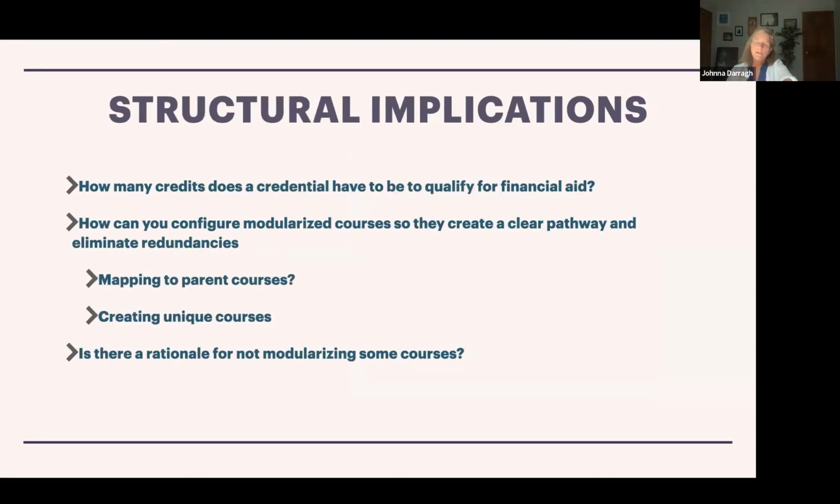So I wanted to touch briefly on structural implications. Some of the things to think about within an institution is, are there institutional parameters for how many credits a credential needs to have to qualify for financial aid? I'm going to give you a couple examples. Many community colleges, for example, have a 16 credit hour requirement, and that really influenced initial pathway design. I'm going to talk about what that might map into with the program, but check if that is a specific requirement at your institution or not.